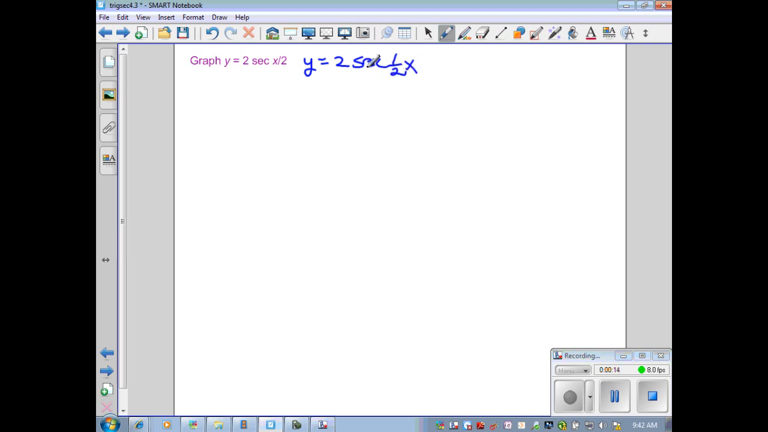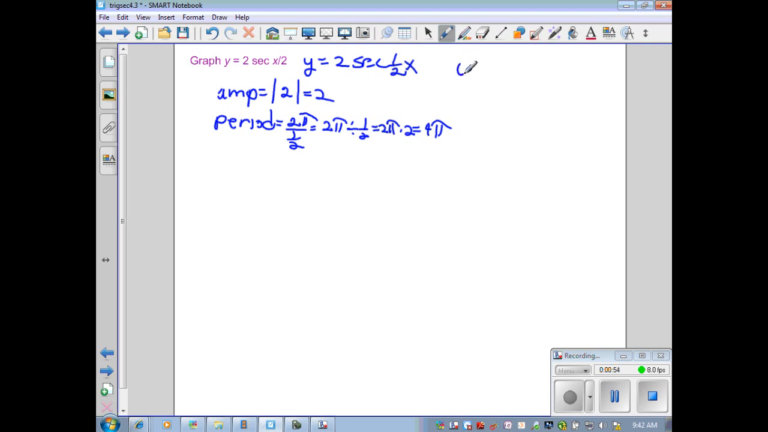Now what we want to do is to solve this for actually 2 cosine 1/2 x. So the amplitude is equal to absolute value of 2, which is 2. The period is 2 pi over b, which in this case is 1/2, which equals 2 pi divided by 1/2, which equals 2 pi times 2, which equals 4 pi.